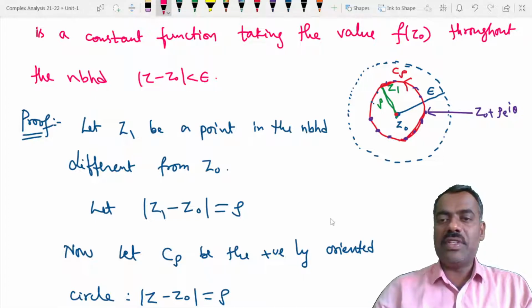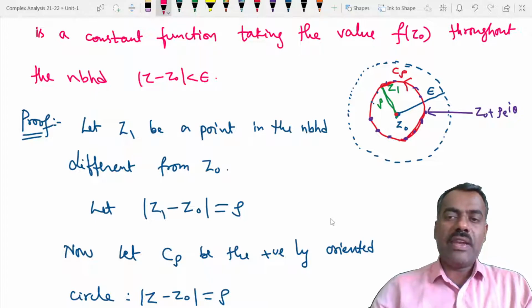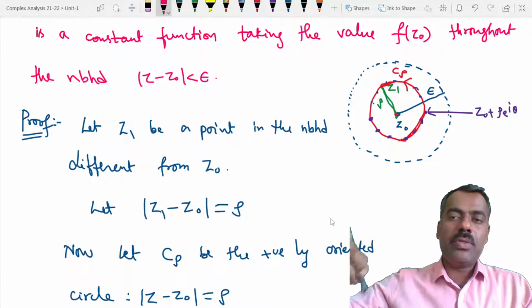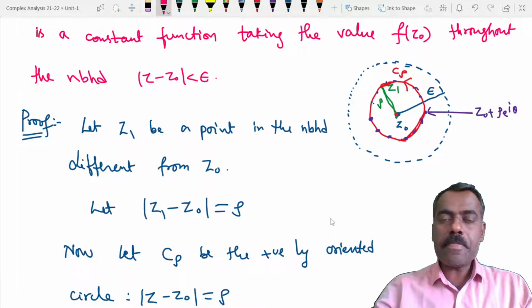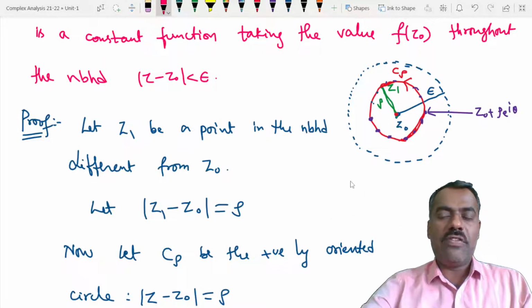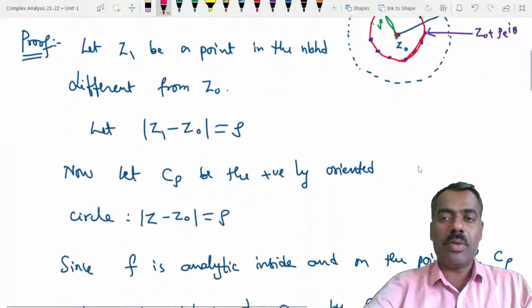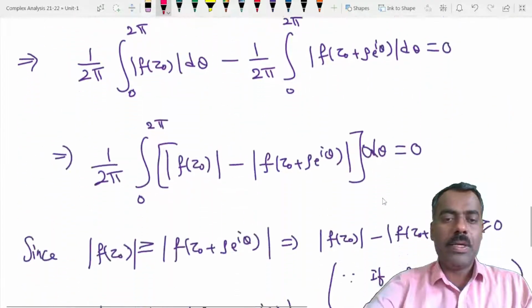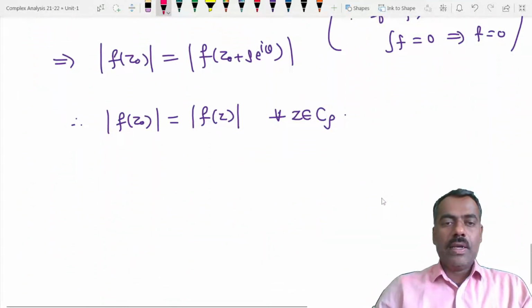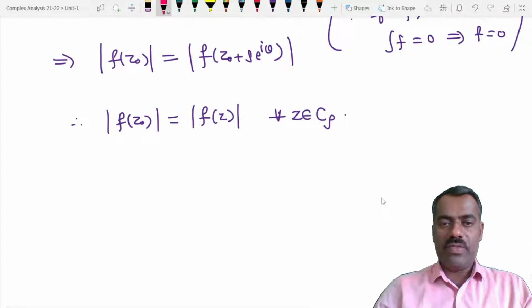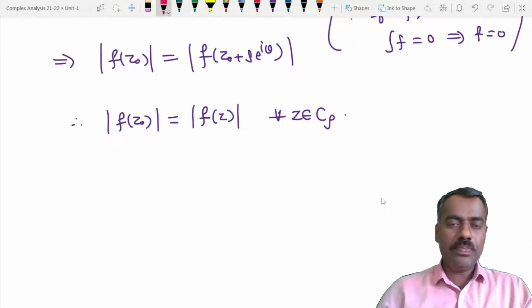I can take z in place of this z1, I can take somewhere else, okay. So I can vary z1 and take the circle passing through that z1 with center z0, then at all those points mod f of z is actually equal to mod f of z0. At present we are talking about modulus of f of z0, okay. So far what we have proved is that mod f of z0 is equal to mod f of z for all z belongs to C, right?